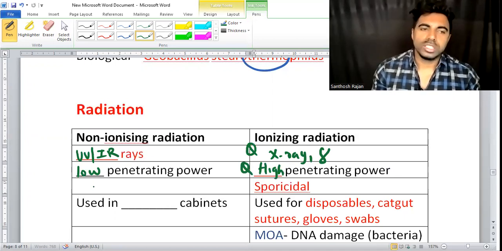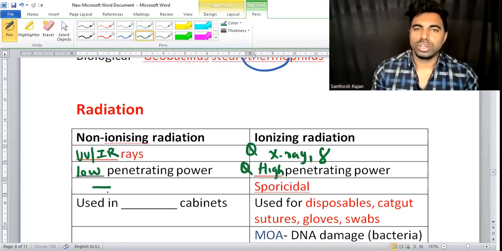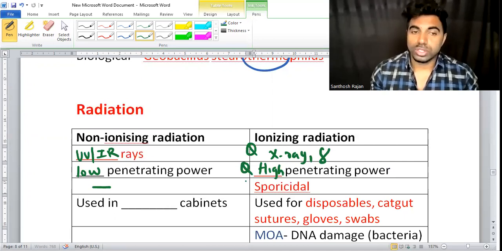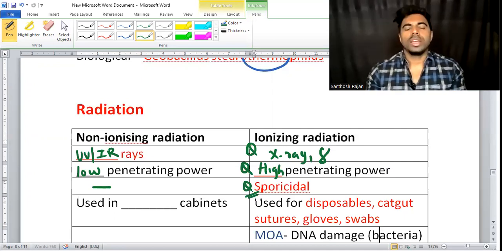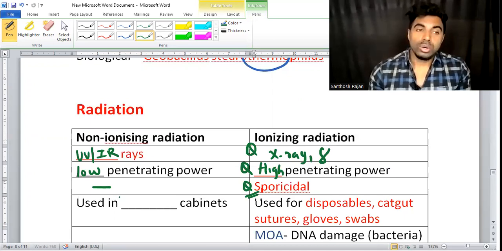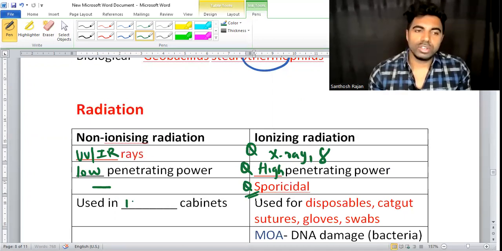Because of low penetrating power, non-ionizing radiation doesn't have sporicidal action. Spores are not effectively killed. But ionizing radiation has high penetrating power and is sporicidal, so the spores are also killed. And non-ionizing radiation is used in the biosafety cabinet.